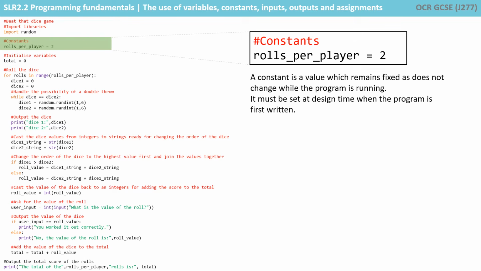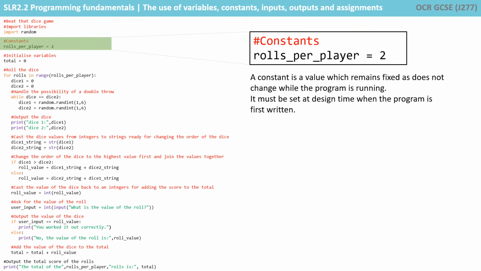Here we see an example of a constant. Rolls per player equals 2, and it looks exactly the same as our variable in Python. Now, a constant is a value which remains fixed and does not change while the program is running. So we must set it at design time when the program is first written.